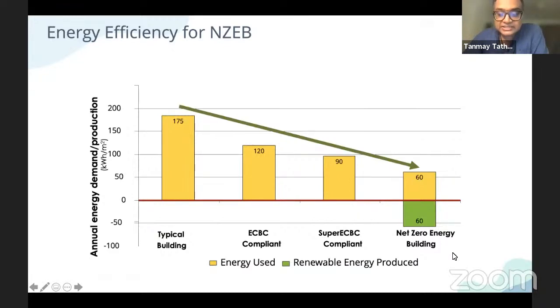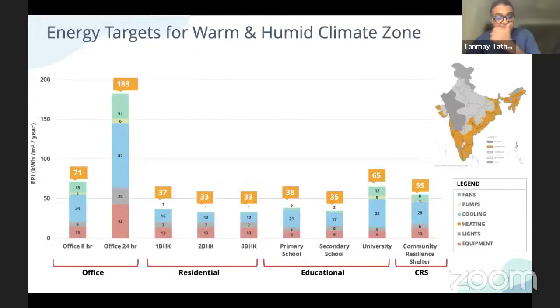Now, all of this is new because we don't know how to calculate or measure these EPIs. And that's something that you learn over a period of time. For this competition, there are target energy performance indices that have been given.